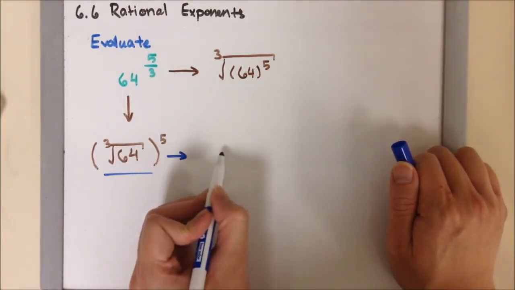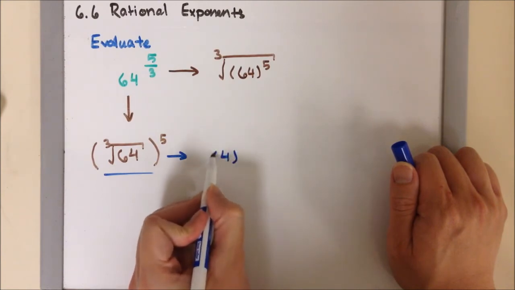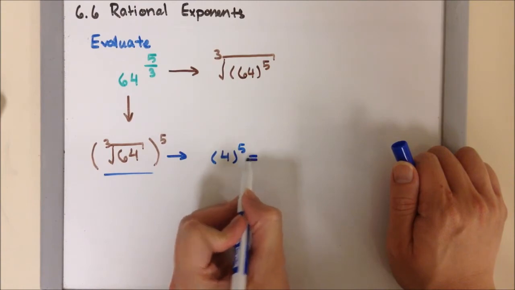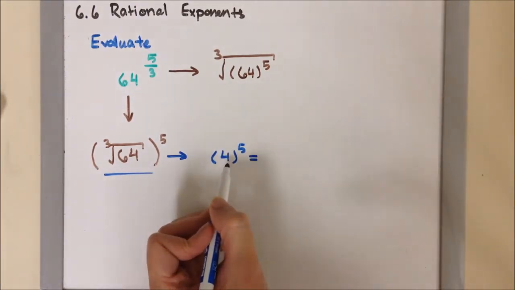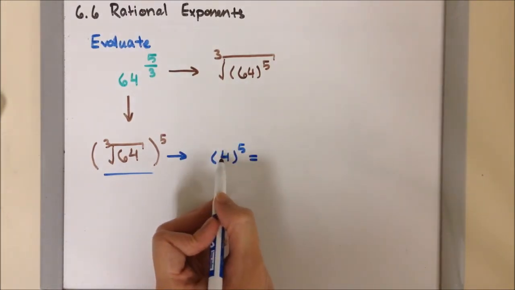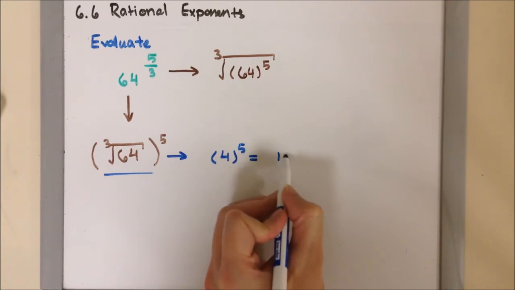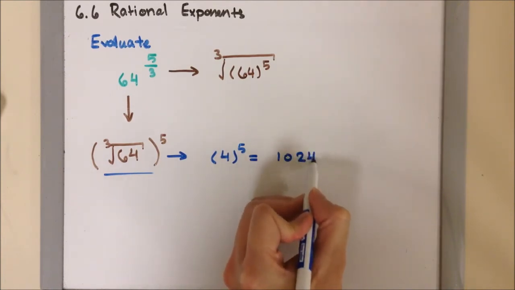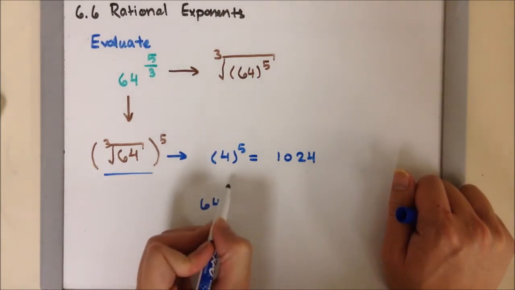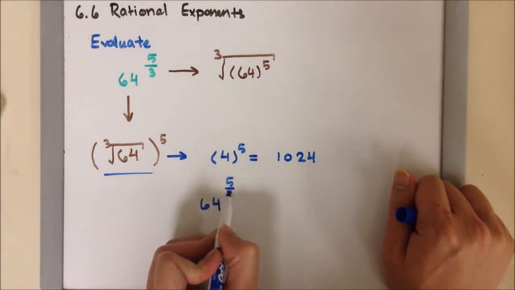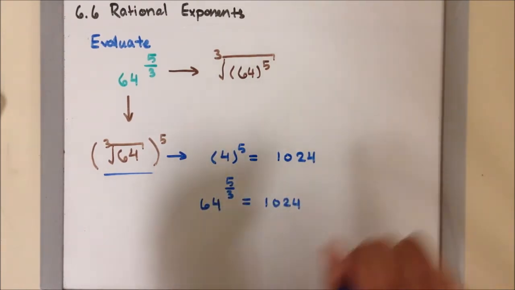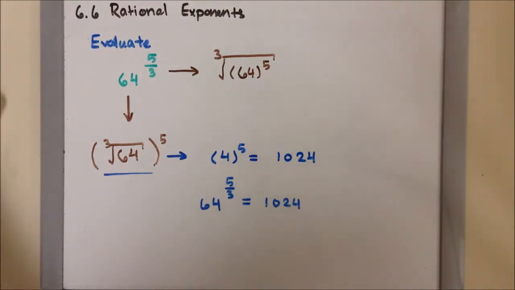So the cube root of 64, I'm going to use the second format. So the cube root of 64 is 4. And then we're going to raise it to the 5th power. So 4 to the 5th power is 4 times 4 times 4 times 4 times 4. So when it's 4 to the 5th power, that's going to be 1024. So 64 to the power of 5 over 3 is equal to 1024. And that would be my final answer.